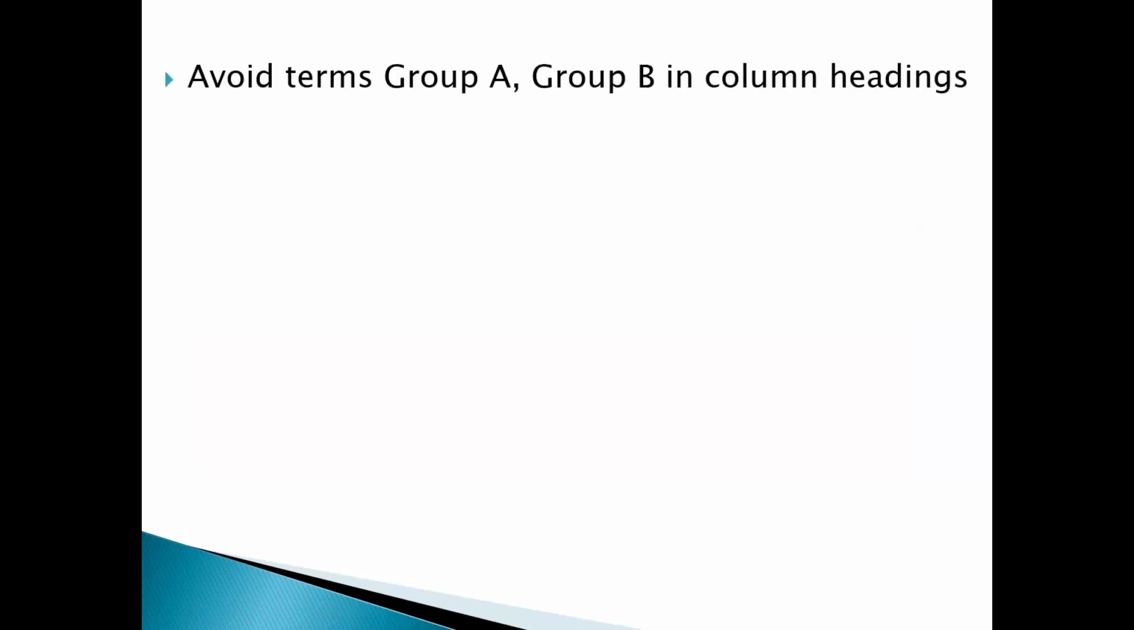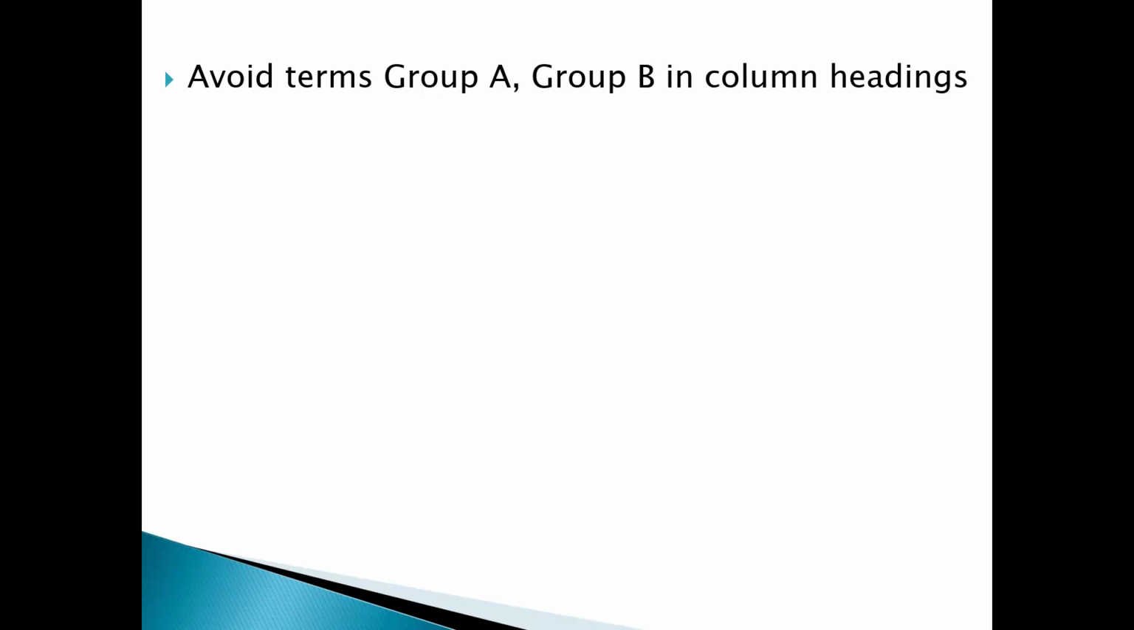What you need to avoid in a table is this: most commonly people have multiple groups and they mention them as group A, group B, or group 1 and group 2. It is better to avoid these terms because when the reader sees a table, the reader may not understand whether group A is a control group or an experimental group or whatever group it is. It is always better to use directly what that group is.